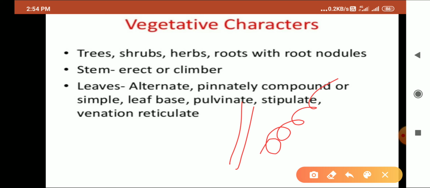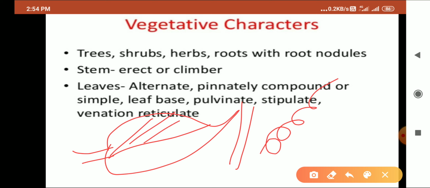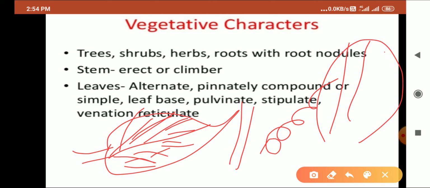Venation reticulate means we have two types of venation. When the leaves are present like this, then the venation is said to be reticulate, and when the leaves are like this, then the venation is said to be parallel. In this, the venation is said to be parallel.